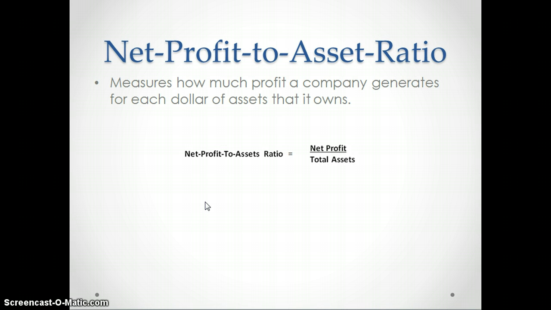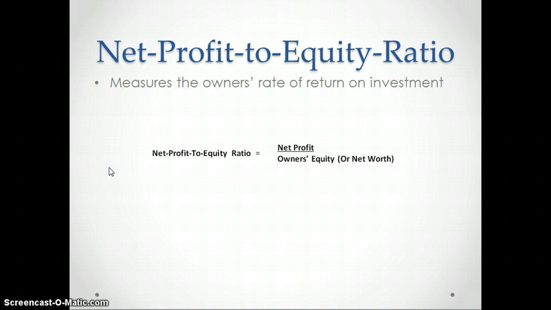The next ratio we're going to review is the net profit to assets ratio. To find it, you just put the net profit over the total assets. What this measures is how much profit a company generates for each dollar of assets that it owns. And the final ratio we're going to look at is the net profit to equity ratio. To find this ratio, you put the net profit over the owner's equity or net worth. What this measures is the owner's rate of return on investment.